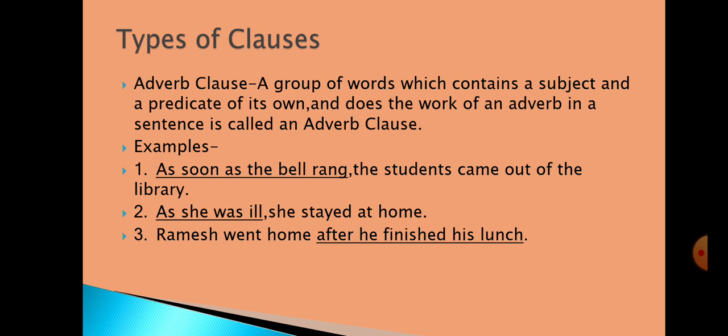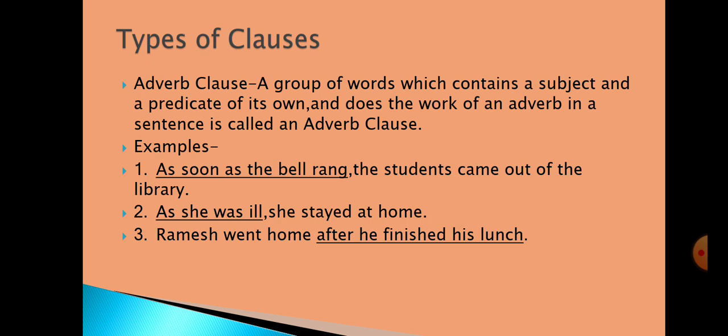Look at the examples which you can see on the screen. As soon as the bell rang, the students came out of the library. Here the underlined part is a dependent clause. Its type is an adverb clause. And the remaining part of the sentence, the students came out of the library, is the main clause. It is also known as an independent clause.